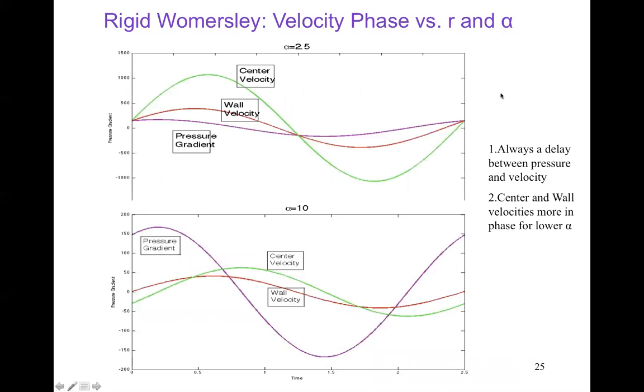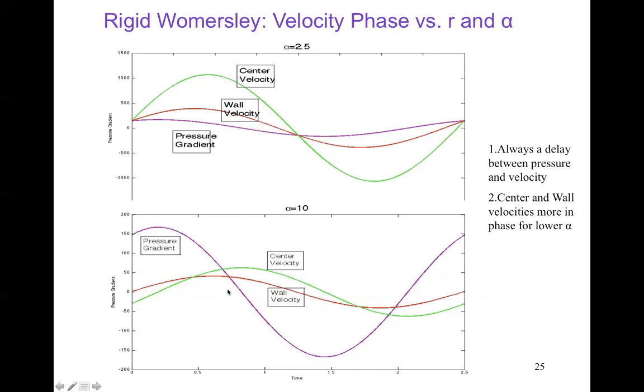Okay, so here are some pictures for alpha equals 2.5 and alpha equals 10 of how the phase of the velocity depends on the radius and also the Womersley number. Here the purple is the pressure gradient over a cycle, with time on the x-axis. You can see that at low Womersley number, the wall velocity and the center velocity are almost in phase with the pressure, but there's slightly more of a lag at the center than near the wall.